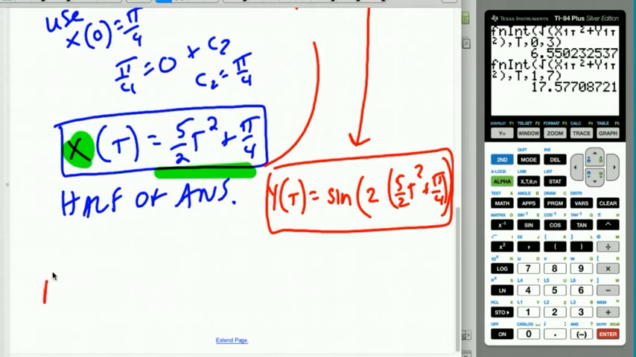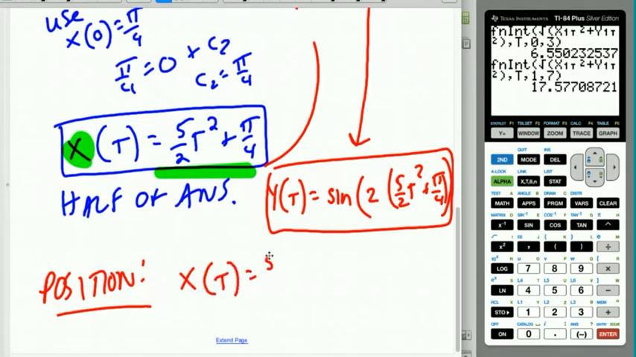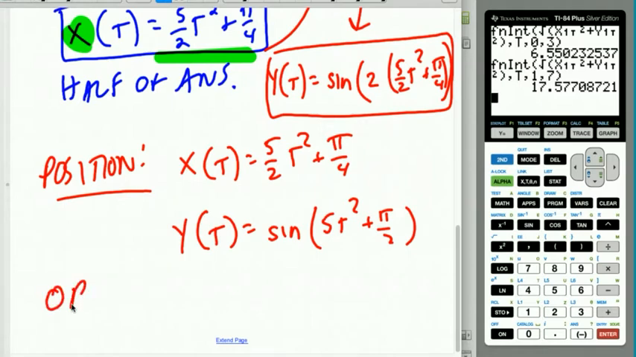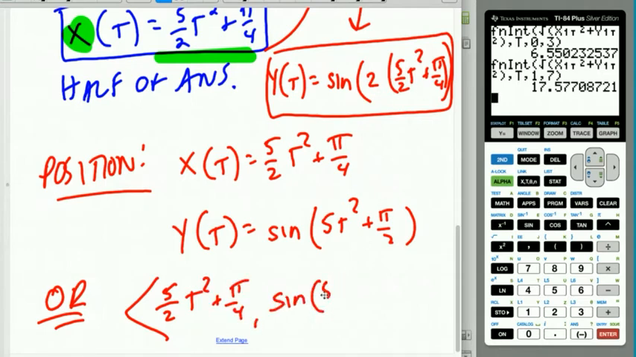So my position is given by these two quantities, right? And I can just label them like this. I can say x of t is 5 halves t squared plus pi over 4. And I can clean up y of t if I want. I can either leave it the way it looks here, or I could distribute the 2 and make this the sine of 5t squared plus pi over 2. That's fine too. Or you could write it in vector notation like this: 5 halves t squared plus pi over 4 and sine of, and again, you could use this version if you wanted. I just cleaned it up a little bit.